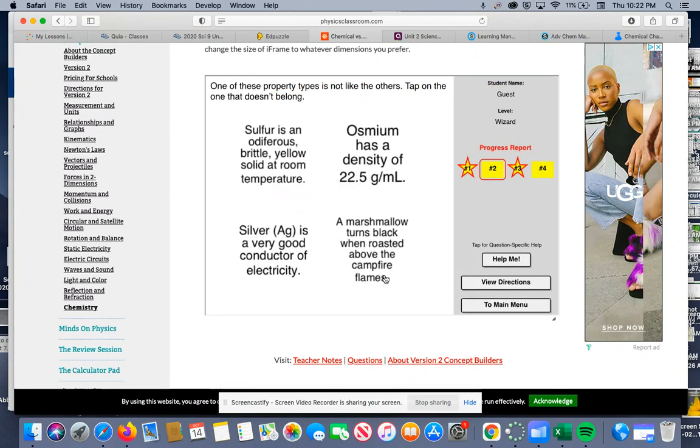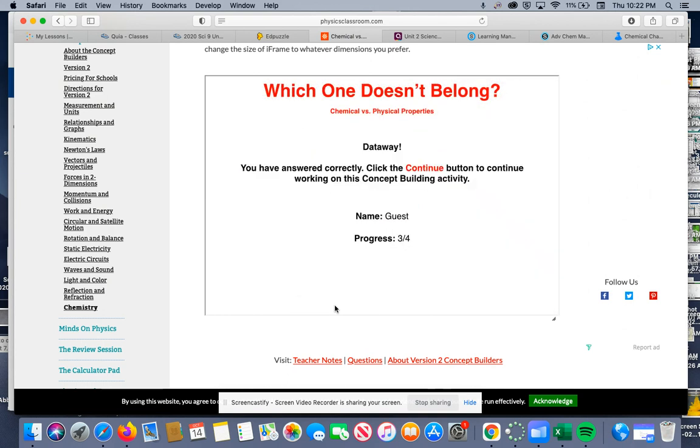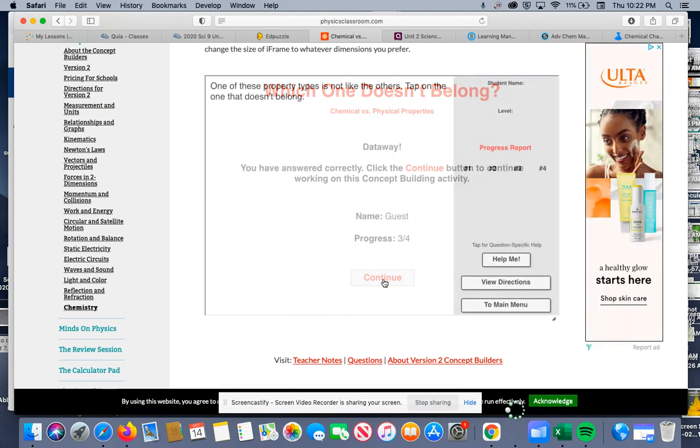All right, we're getting there. 2 left, I think. Okay, what do you think? Marshmallow turning black. It's not supposed to be black. That means you're producing some carbon on it. That is chemical. Stinky, color, physical. Density, physical. Good conductor of heat and electricity, physical. The only thing that was a chemical property here was the fact that it will burn and form a coating on it. Last question. Let's see how we do.